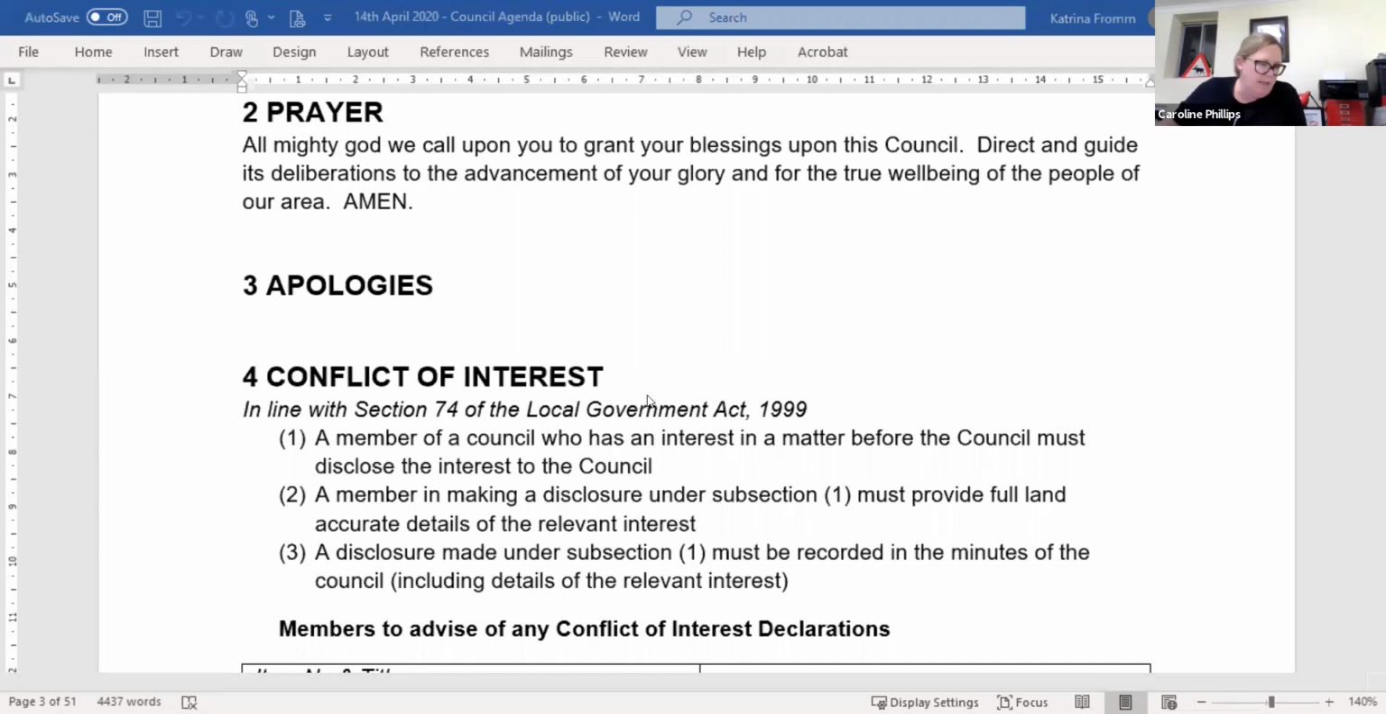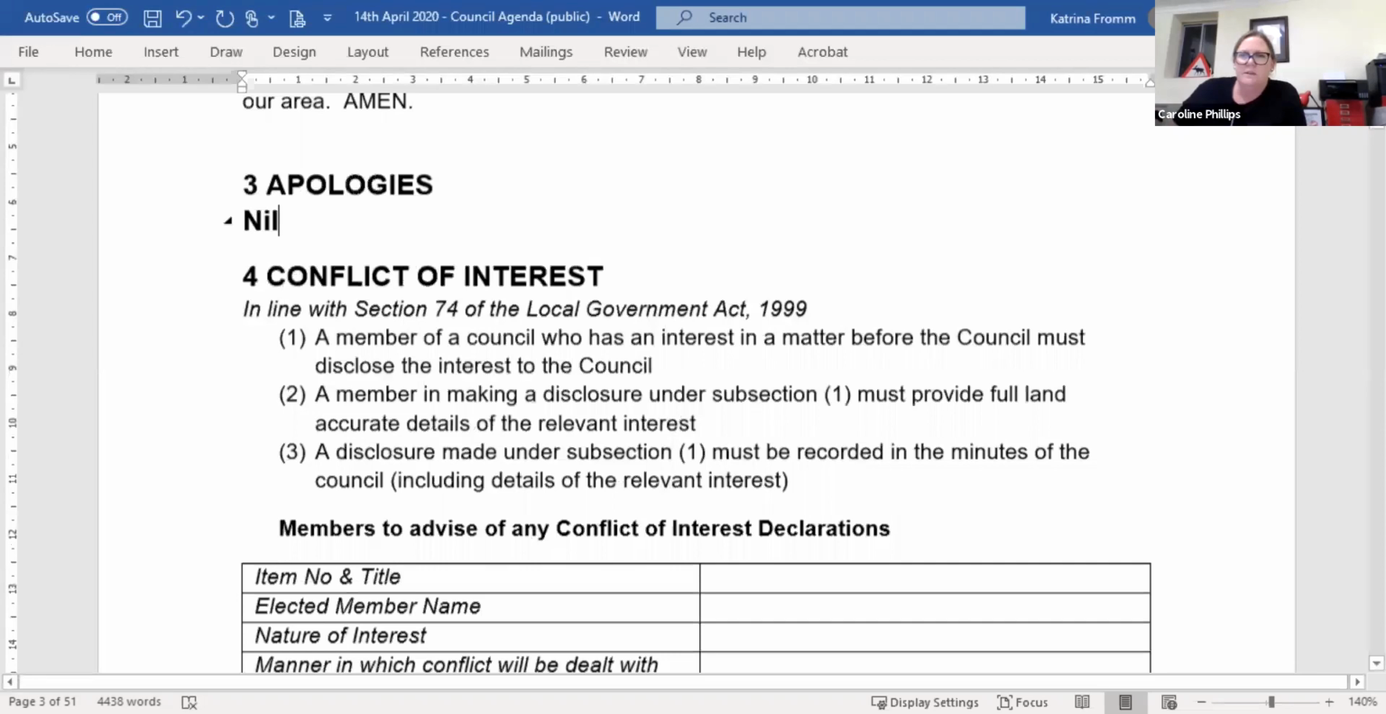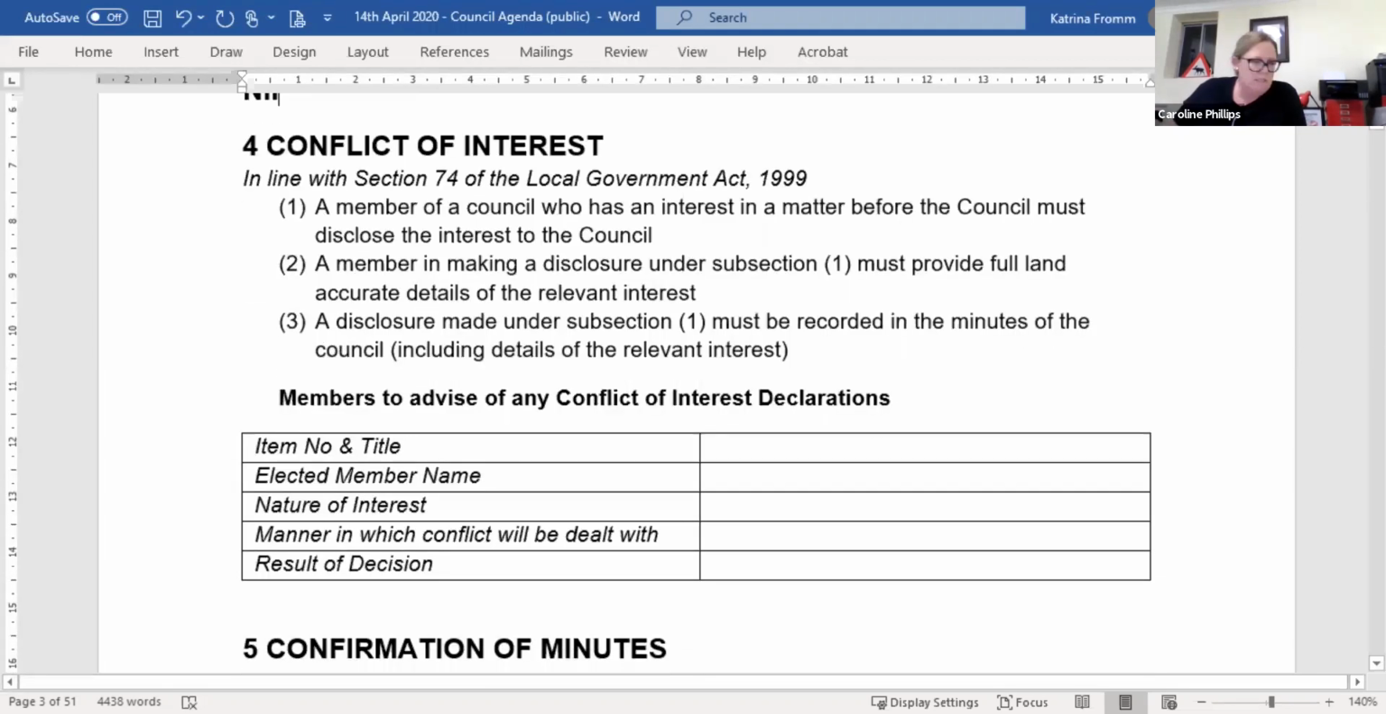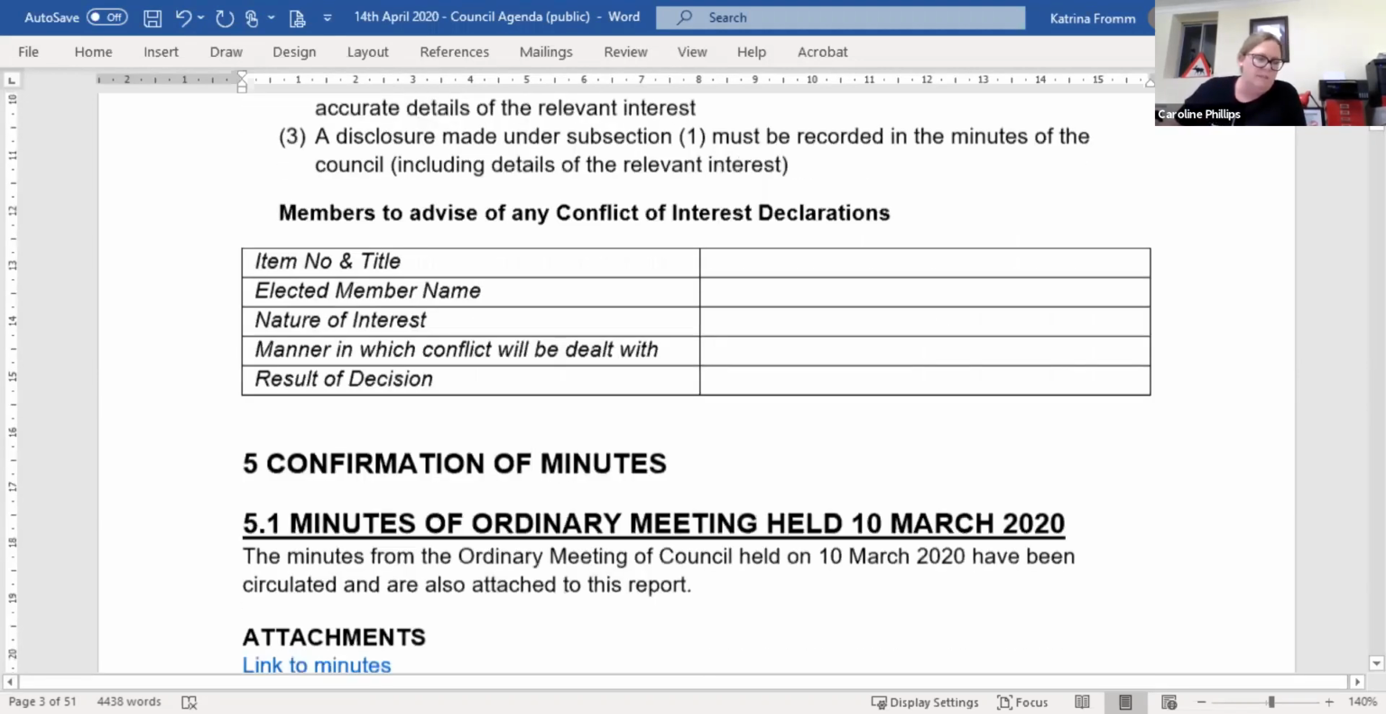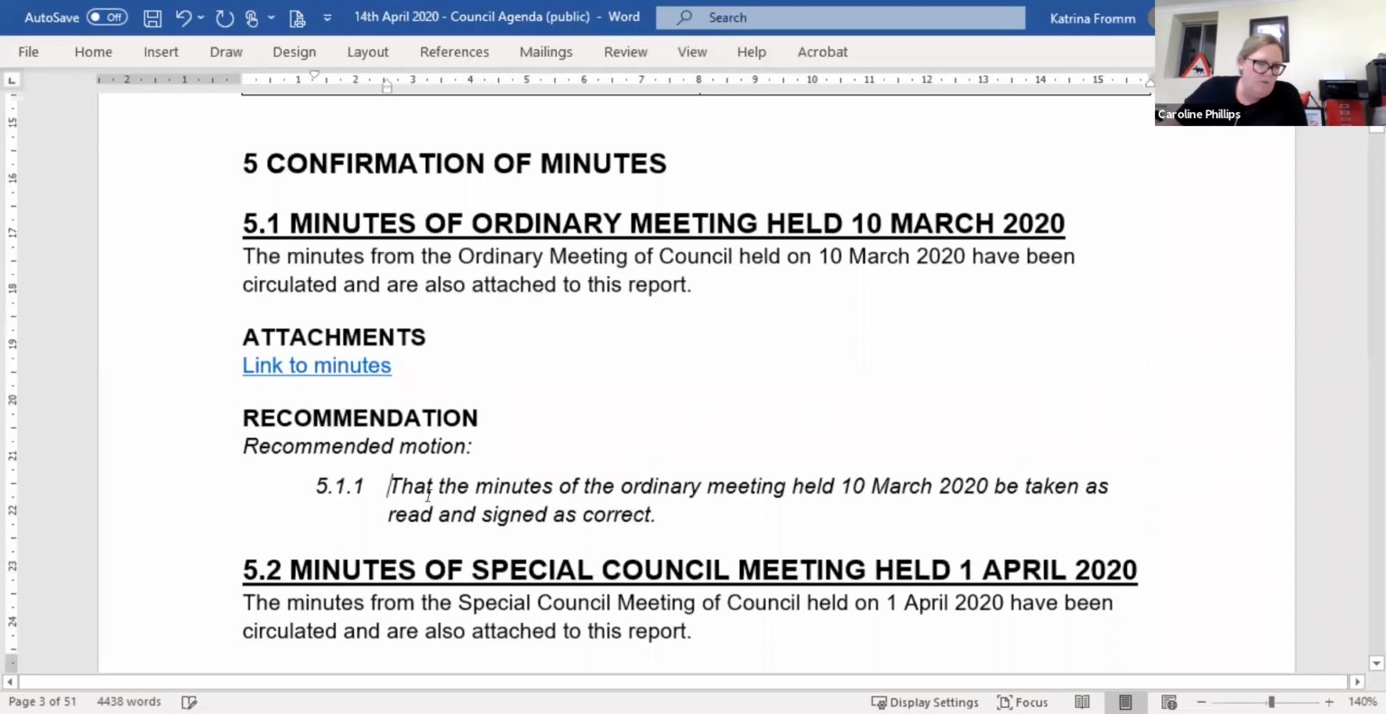So item 3, apologies, we have none. Item 4, conflict of interests. Are there any new conflicts of interest? No, there being none, we move on to item 5, confirmation of minutes of the ordinary meeting held 10th of March.